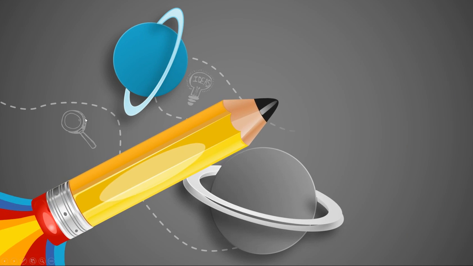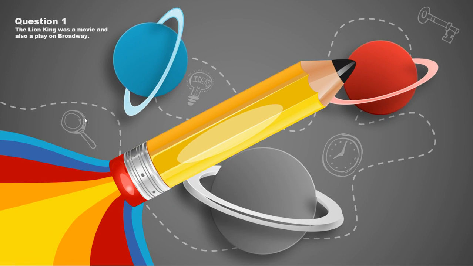We're going to take a look at some examples of major works. What I want you to do is grab a paper and pencil or the handout that is available, look at the sentence, decipher which part of the sentence is the title of the major work, and use either italics or underlining to designate that major work. Take a few moments to do your work, pause the video, and once you're done, come back and compare your answer to this solution. You should have: The Lion King was a movie and also a play on Broadway. The Lion King should be either underlined or italicized.